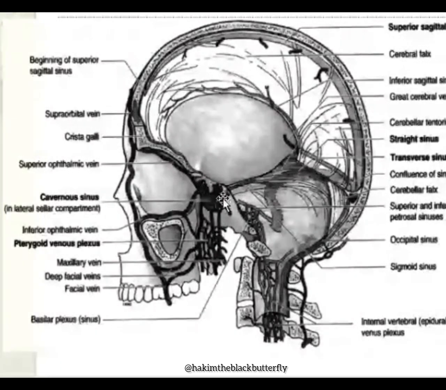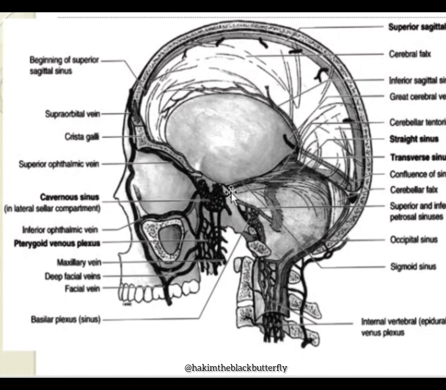What did we say about this sinus? What is the name of this sinus? Cavernous sinus. How many cavernous sinuses do we have? Two. Where are they located? In the hypophyseal fossa, at the sides of the hypophyseal fossa, on the lateral aspects of the hypophyseal fossa.